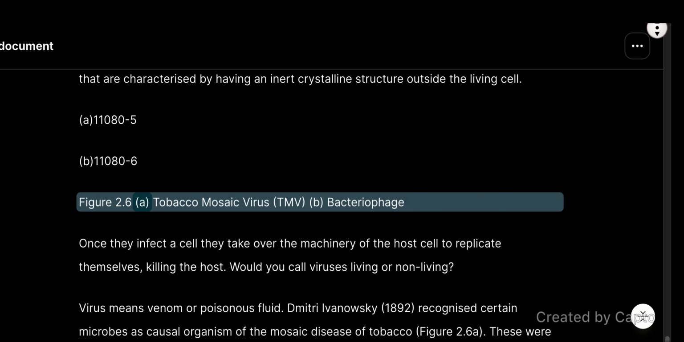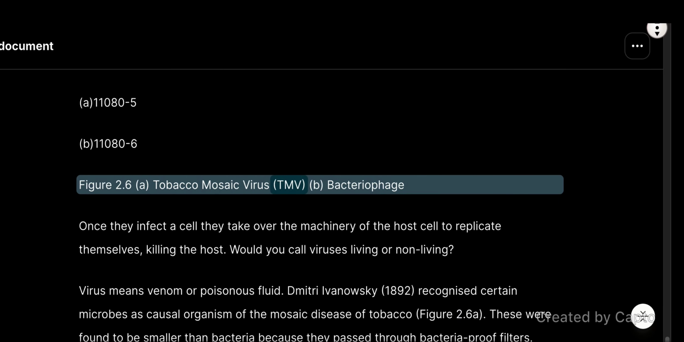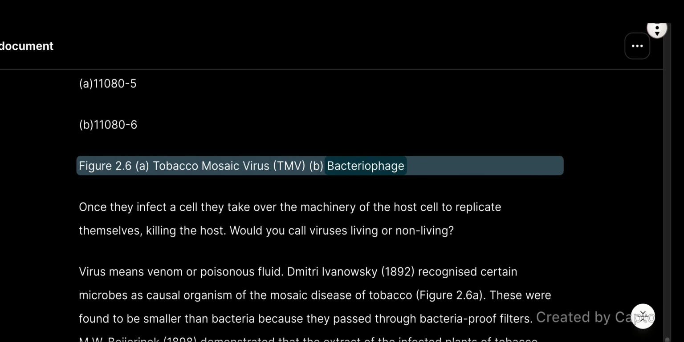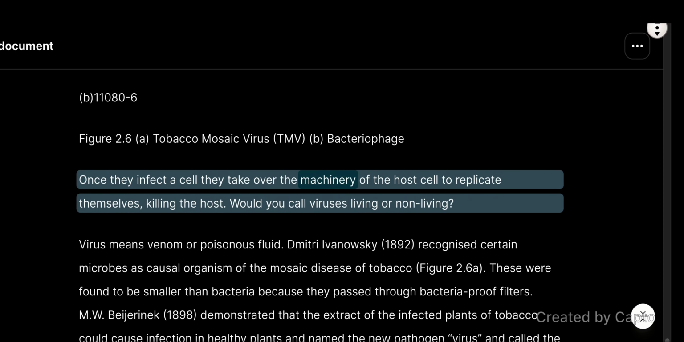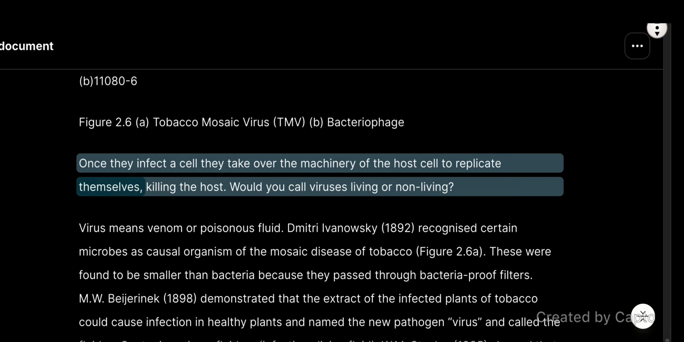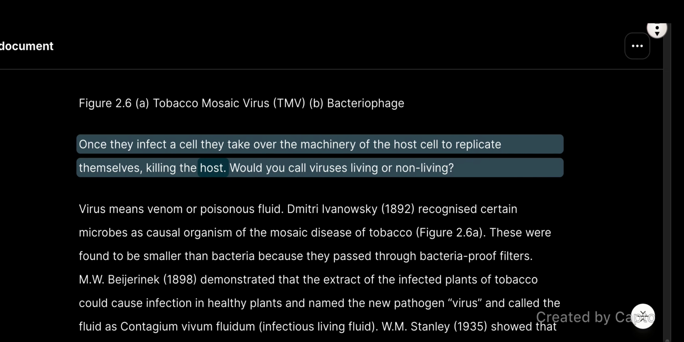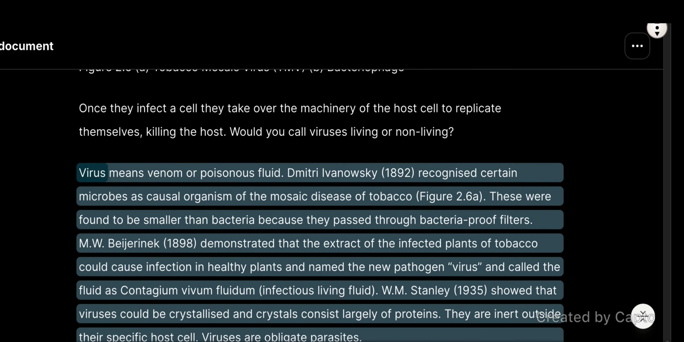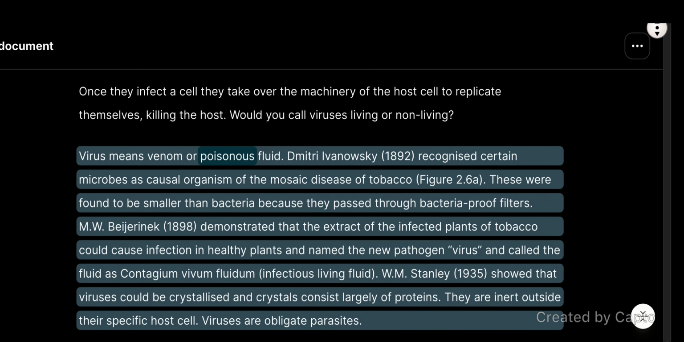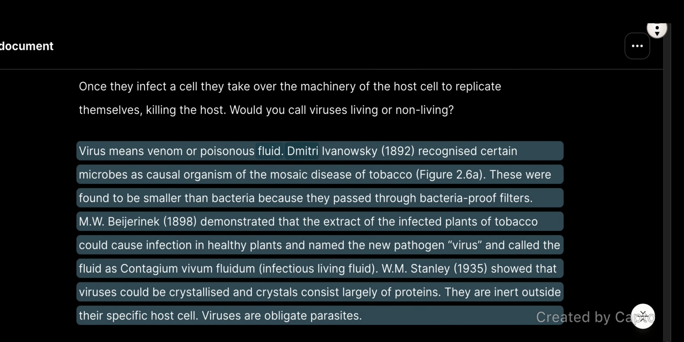Figure 2.6: A. Tobacco mosaic virus, TMV. B. Bacteriophage. Once they infect a cell, they take over the machinery of the host cell to replicate themselves, killing the host. Would you call viruses living or non-living? Virus means venom or poisonous fluid.